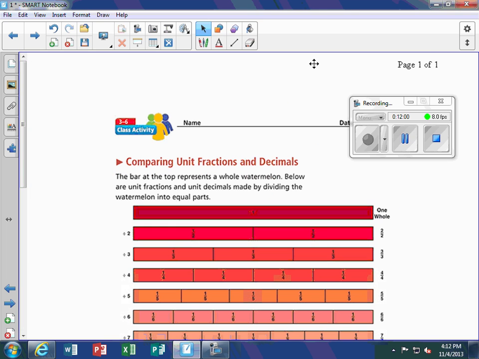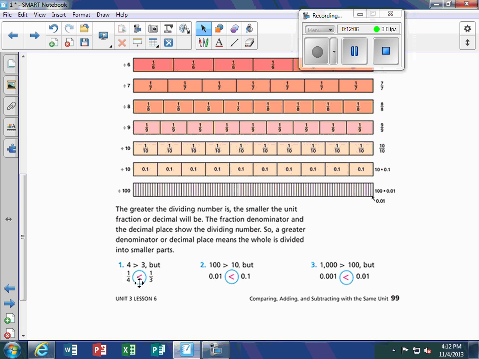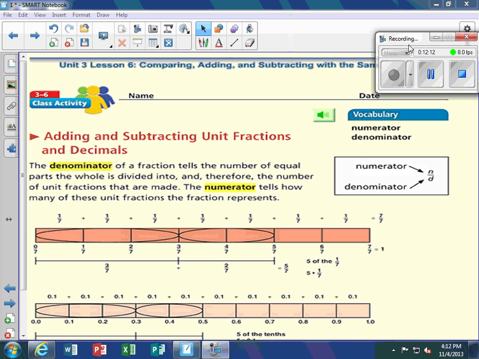Oops, sorry about that. If you scroll down, I don't know if this is the page. Yep. Less than, less than, less than. All right.